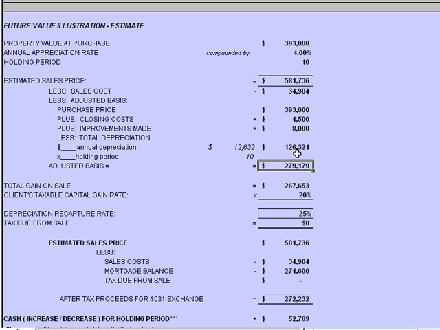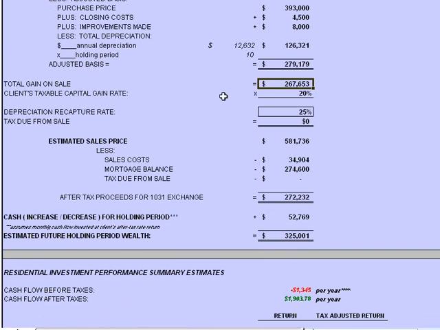So if I look at my taxable gain on sale, which is the difference between the future value here, what I sell it for, and my adjusted basis, I actually have a gain on sale of $267,653. That's what I'd have to pay taxes on at a rate of 20%. Now, I also have a depreciation recapture of 25% that's all being factored into this. Now, it says tax due from sale, 0. Wait a minute, why 0? Because remember, I said I was going to do a 1031 exchange when I sold this. So what this is doing is it's calculating the actual tax and all of the deferral, but it's saying you're not going to pay anything at this closing because you're deferring it.